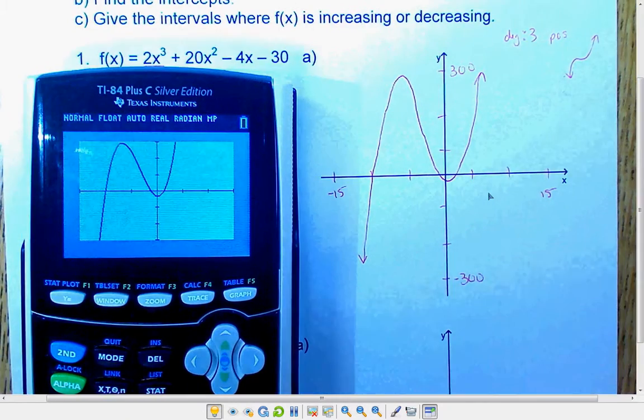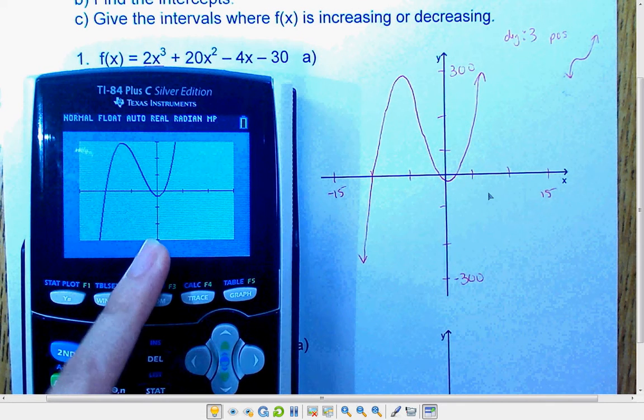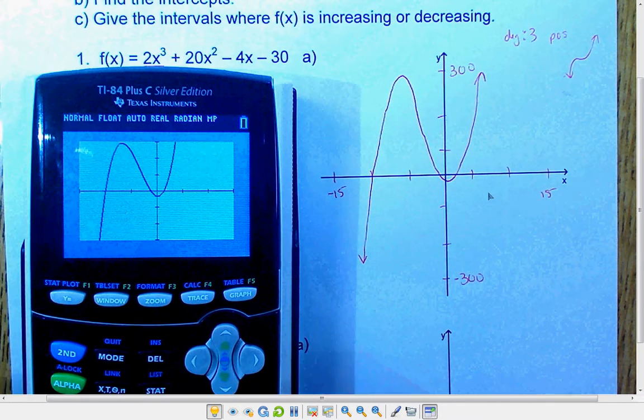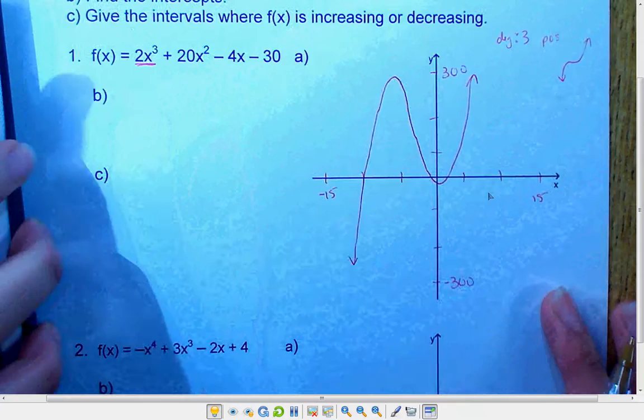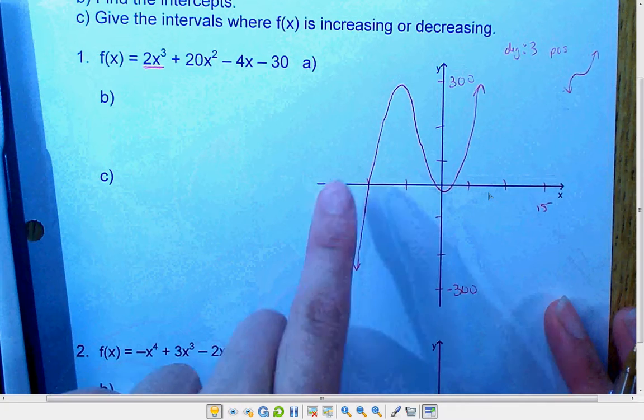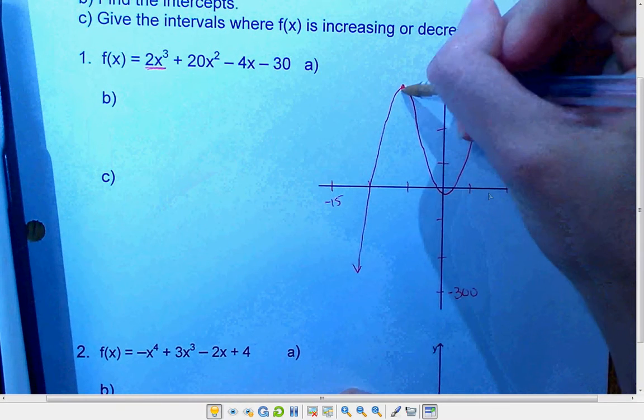So this is a sketch of my graph using my calculator. And now I'm going to use this graph to label my maximum and minimum. So in this problem, I only have one maximum. A maximum should look like the top of a hill. This one is your max.